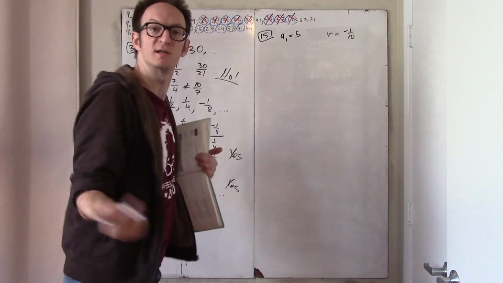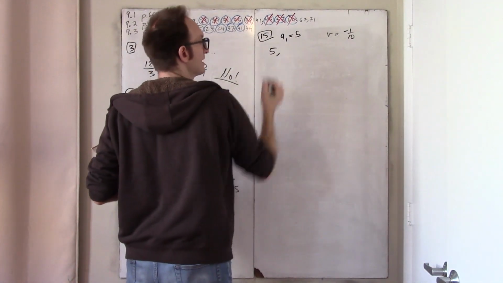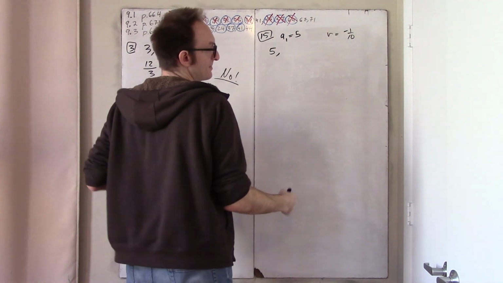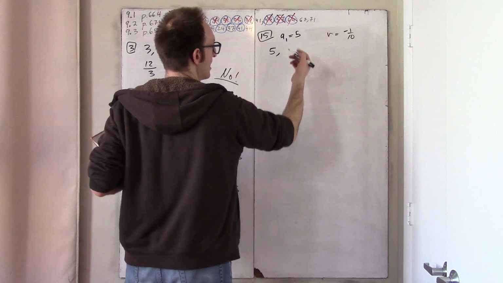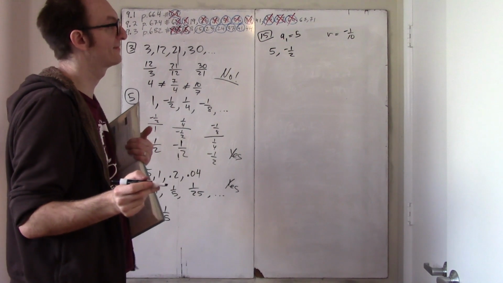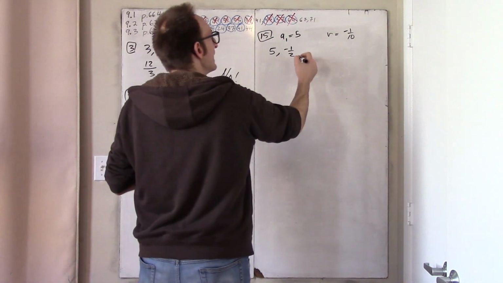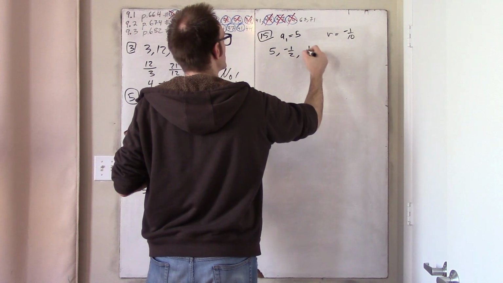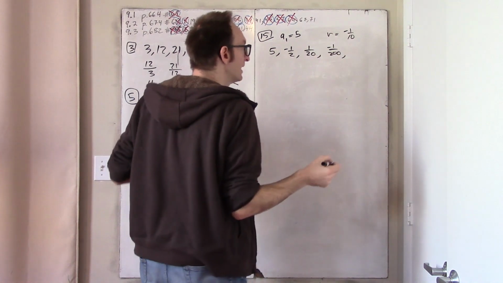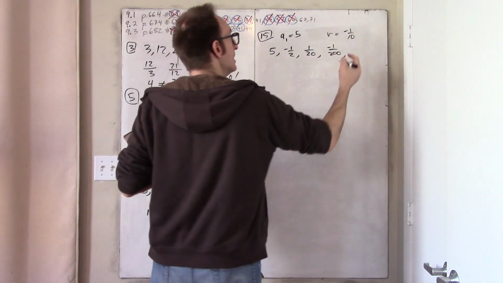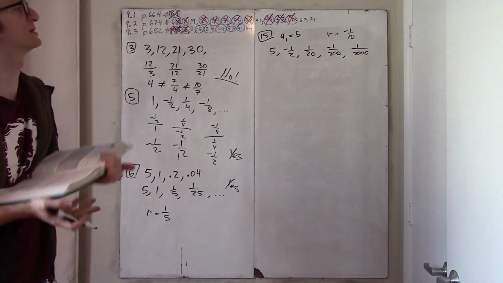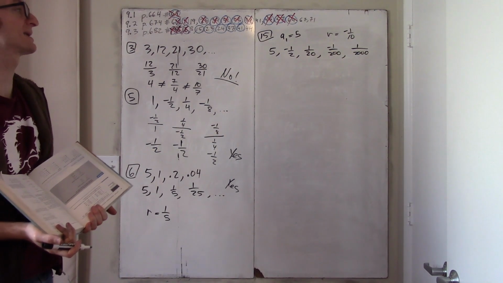You just do it. The first term is 5. How do you get the next term? You multiply by -1/10. So 5 times -1/10 is -1/2, and I multiply by -1/10 again. So that's 1/20, and again, -1 over 200, and again, 1 over 2,000. So the size of this number is going down by a factor of 10 every time.